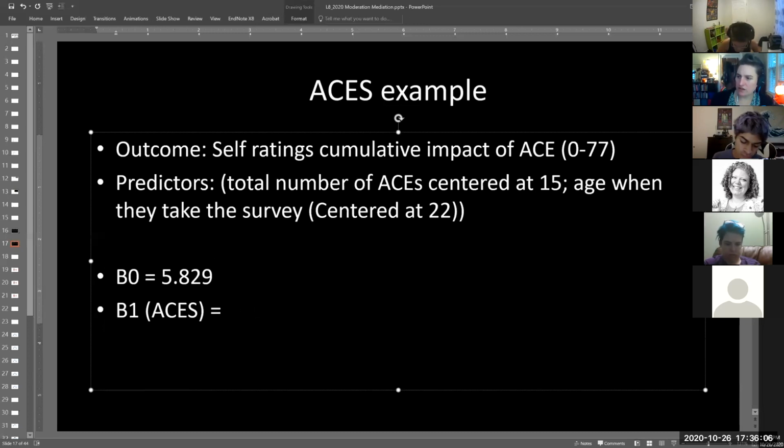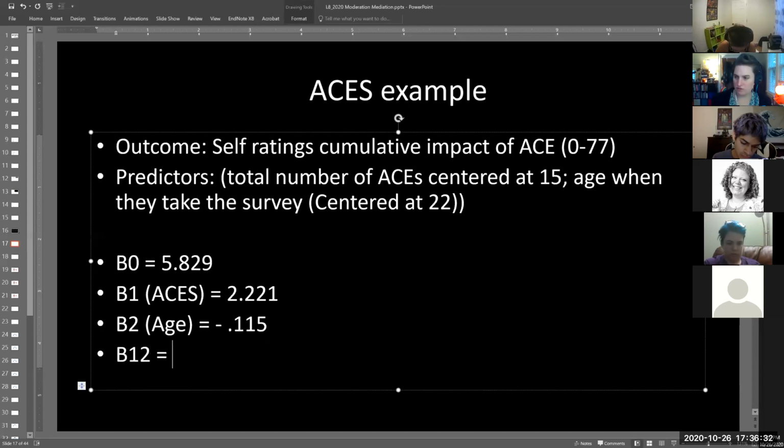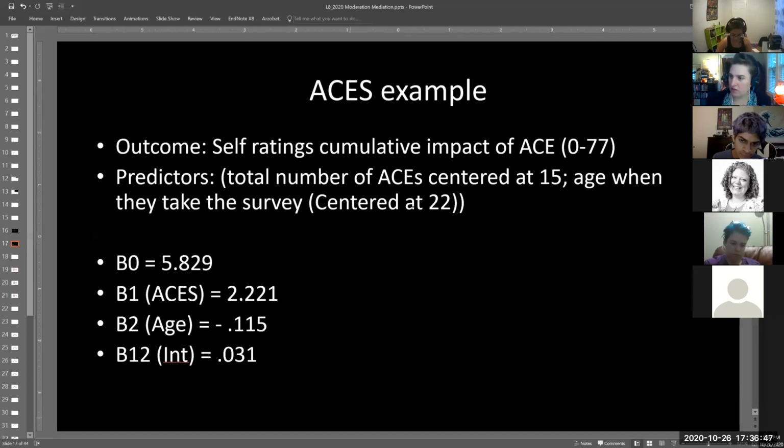Okay. So we have two things. The B1 for ACEs was 2.221. And then negative 0.115. And then the interaction, B1, 2, 0.031. Okay. So here we have the relationship among all of these predictors.